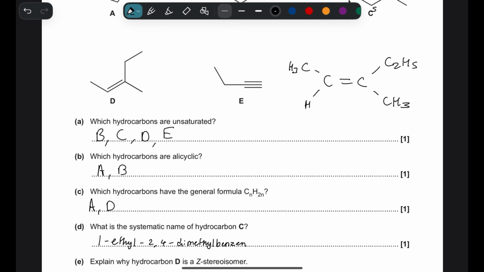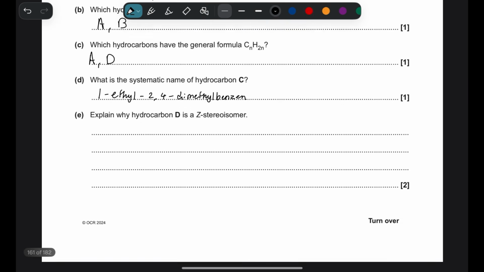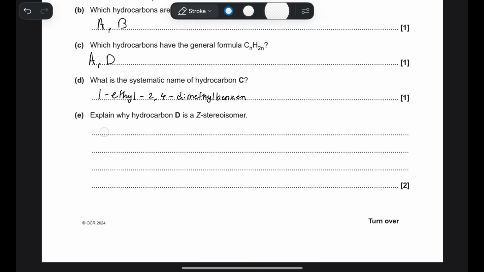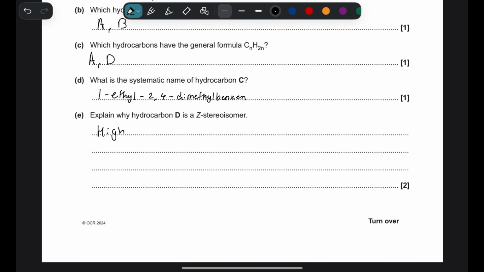So we need to think, what are the higher priority groups? Well, we're going to go for the longest carbon skeleton in this case, due to your Cahn-Ingold-Prelog rules, which you need to learn. So our high priority groups are here and here. Because that is the case, that means that they're on the same side. So this is a Z isomer, and we're going to say that the high priority groups, and then name them, very important because it's 2 marks, so name them. CH3 and C2H5 are on the same side, and that should get you both of your marks.